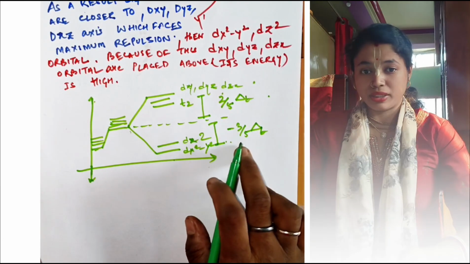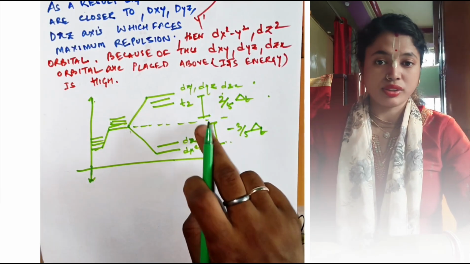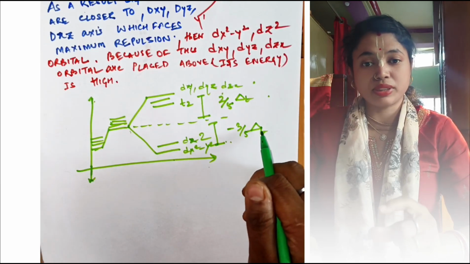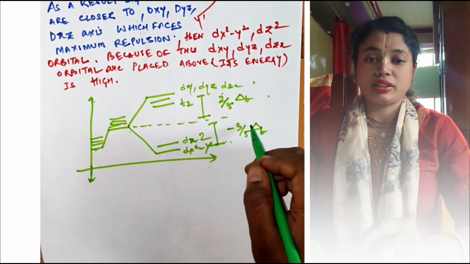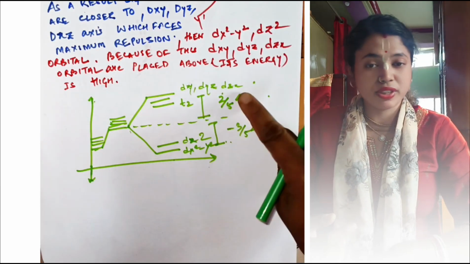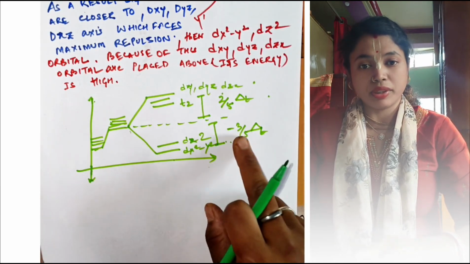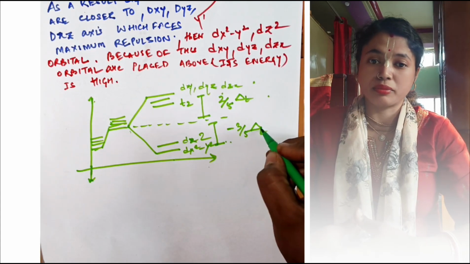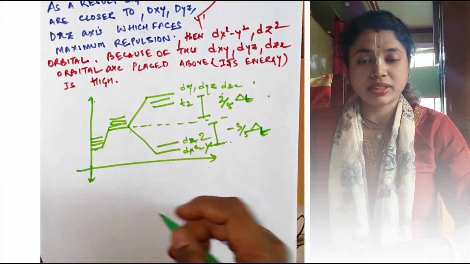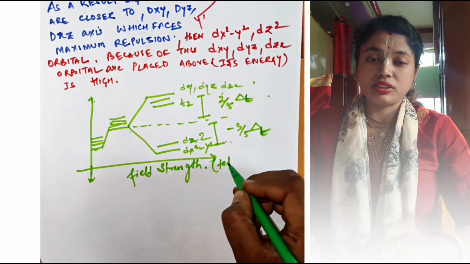Why? In case of your octahedral, this side, because it is on the higher side, the dz square and dx square minus y square, the energy difference here becomes 3 by 5 delta naught. It becomes positive because this is the upside. Now in this case, this T2 level is upside, whereas this is at the downside, so it will be minus 3 by 5. So this way delta t is the crystal field splitting in your tetrahedral field. So this is your field strength. This is your tetrahedral field.